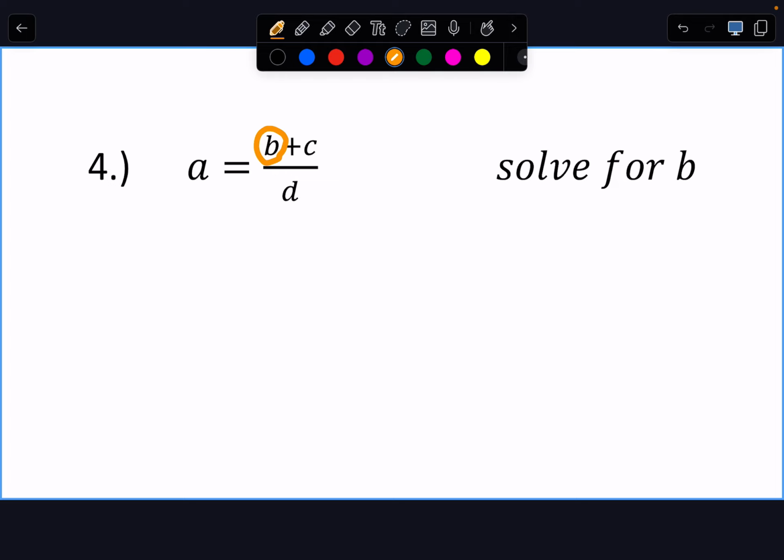How do we undo D? Multiply. Okay, we need to multiply both sides by D since D is being divided into. That's a lot of D words that I just had to say. So we are multiplying to undo the division. So now we have D times A.